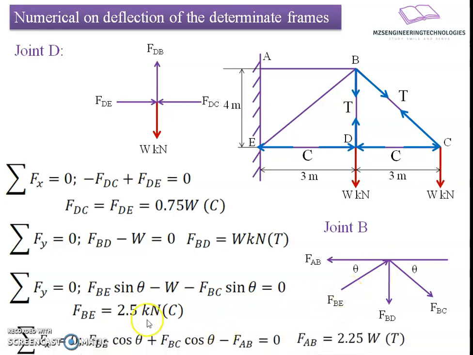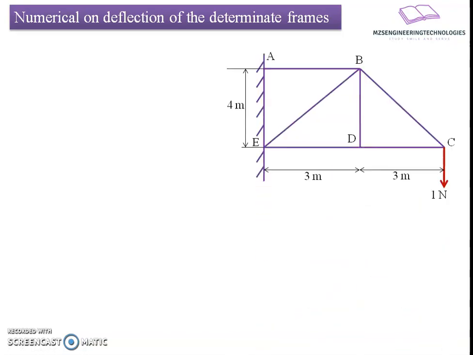Whereas if I go with the horizontal equation, it results in a relation: FBE cos theta plus FBC cos theta, both going towards the right-hand side, minus FAB. If you substitute the individual values of forces in members BE and BC, we get a resultant force in member AB equals 2.25 W, which is tensile in nature. So I will mark this vector on the figure here so as to have a ready reference while calculating the deflection.